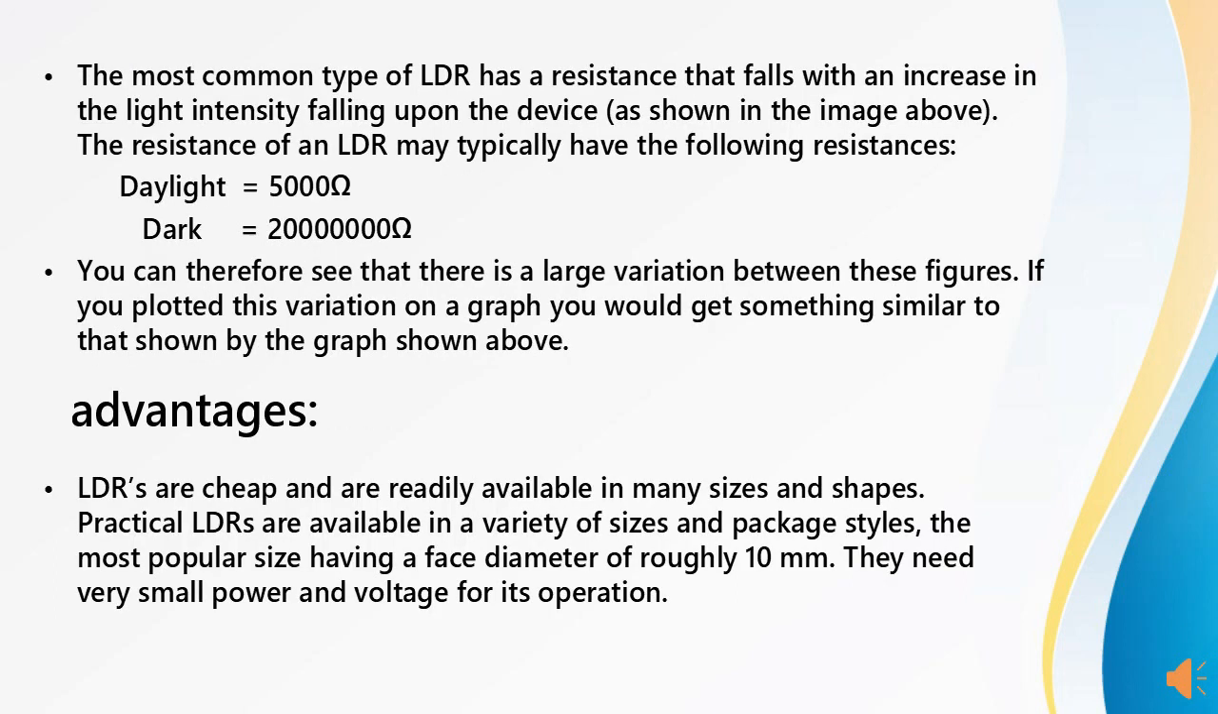Most common type of LDR has a resistance that falls with an increase in the light intensity falling upon the device. The resistance of an LDR may typically have the following resistances. You can therefore see that there is a large variation between these figures. If you plotted this variation on a graph, you would get something similar to that shown by the graph above.